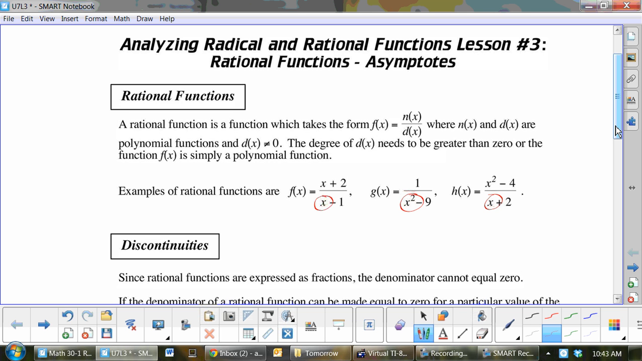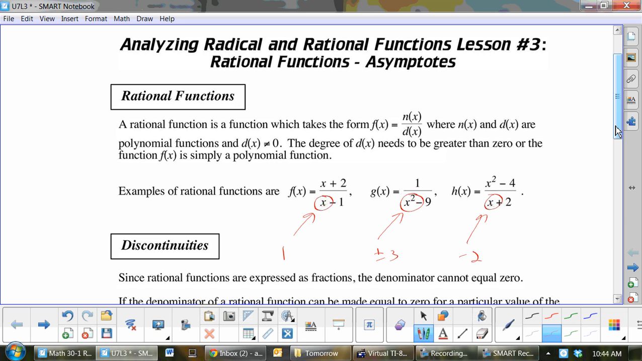Just in the first example here, what is not allowed here? 1. How about here? Plus or minus 3, right? Because negative 3 squared. Okay, how about here? Negative 2. Those are non-permissibles. Meaning if you put them in there, you get an answer of 0. You cannot divide by 0, therefore it doesn't exist.